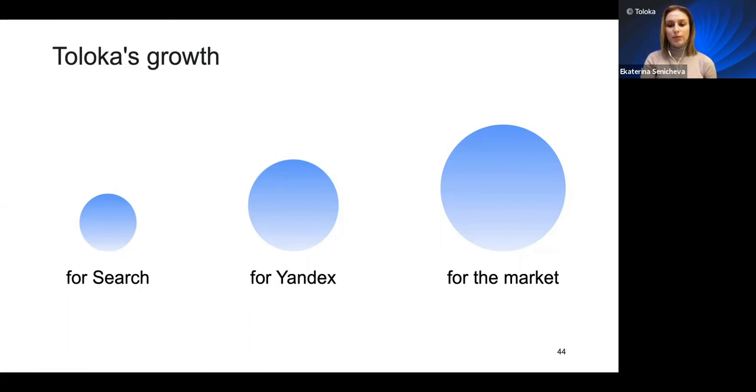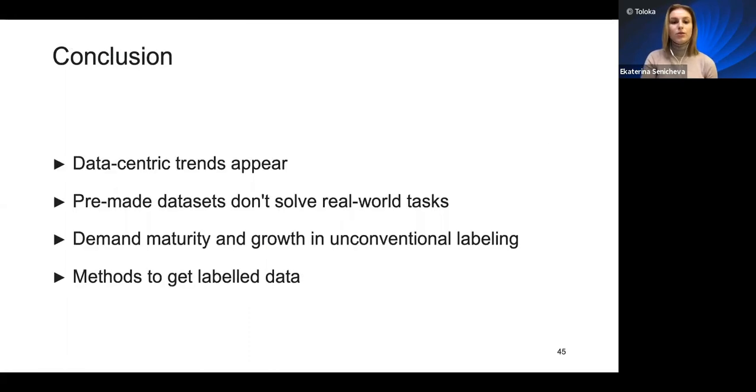So as a conclusion, what did we manage to cover today? First of all, we had a look at the emerging data trends. Secondly, we examined why off-the-shelf datasets won't solve real-world problems. Also, we saw that there is an increasing demand for unconventional labeling in the world. And we also researched several approaches and methods for getting your data labeled.